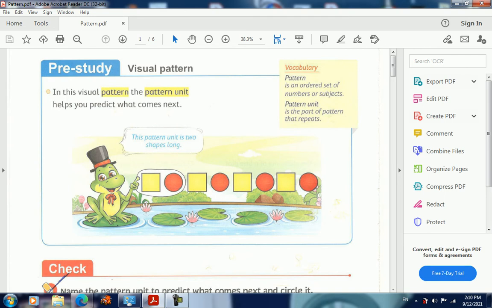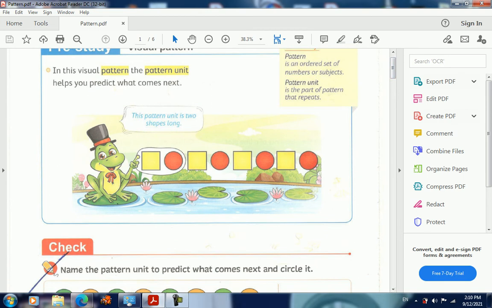It's an ordered set of numbers or objects. Okay, and what is the pattern unit? It's the part of the pattern that repeats. So in this visual pattern, the pattern unit helps you predict what comes next.